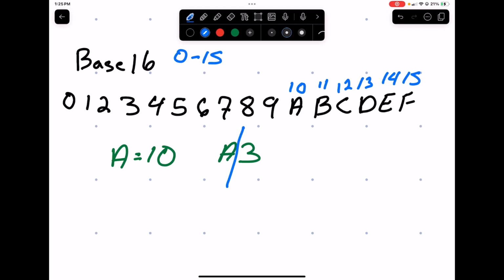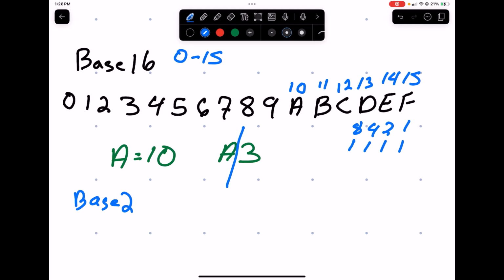So this is how we're going to write it out. We're going to convert this into base 2, and that is going to be our answer. So again, let's draw out our little 4 bits. 1, 2, 3, 4. All right. So again, we got 1, 2, 4, 8. Okay. So we're going to start with A. So we know A is 10.